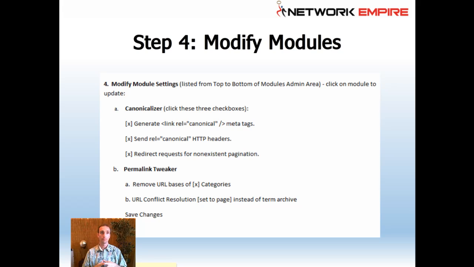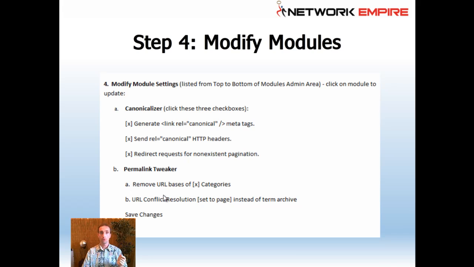Canonical, that's for canonization, and the settings are right here. Just go to the general link. Click on the module to update. Send REL, that's the relative canonical, and then the redirect request for non-existent pagination.